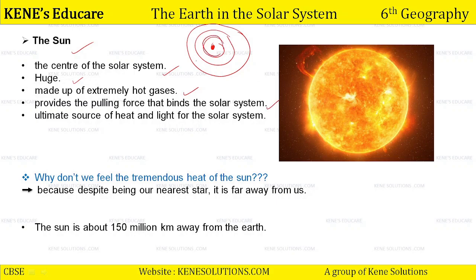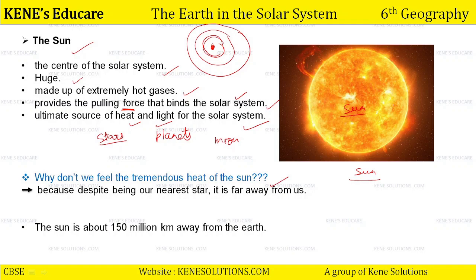Why do all the planets revolve around the sun? Because it has a pulling force that binds all the planets towards it. And just like other stars, the sun is the ultimate source of heat and light for the solar system, because planets do not have their own heat and light. The moon does not have its own heat and light, but stars have their own, and the sun is also a star, and hence it has heat and light, and we are completely dependent on the sun's heat and light.